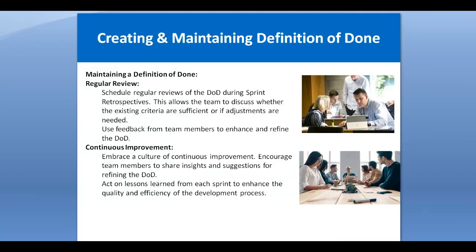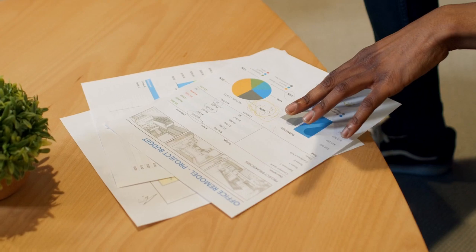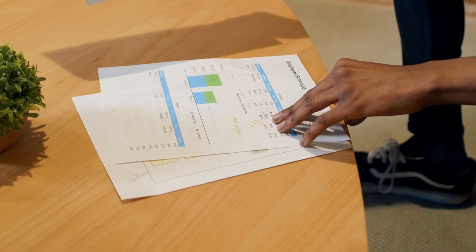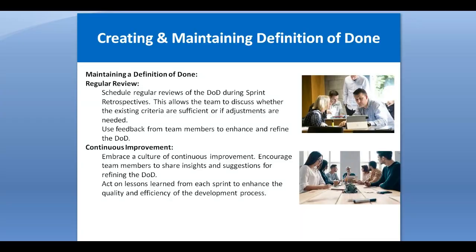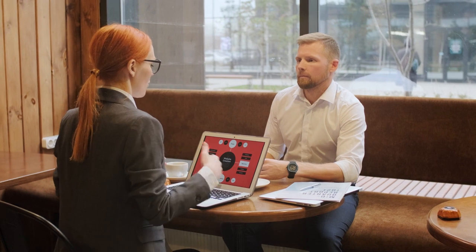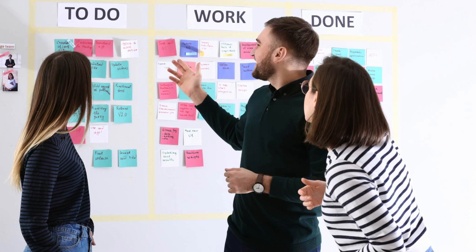Then maintaining a definition of done. Regular reviews means scheduling regular reviews of the definition of done during a sprint retrospective, which is held after the sprint review meeting, and it allows the team to discuss whether it is sufficient or if adjustments are needed. Use feedback from team members to enhance and refine the definition of done, because we know that in the retrospective session, everyone is giving feedback, and their feedback is very important. So based on their feedback you can improve and enhance the definition of done as well.